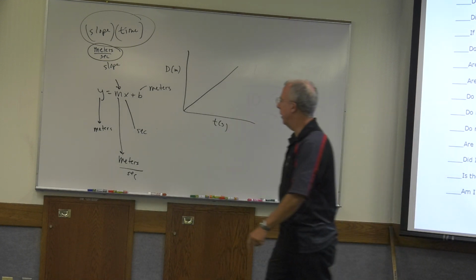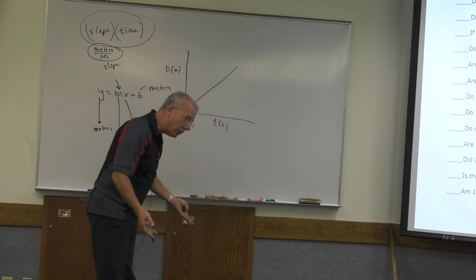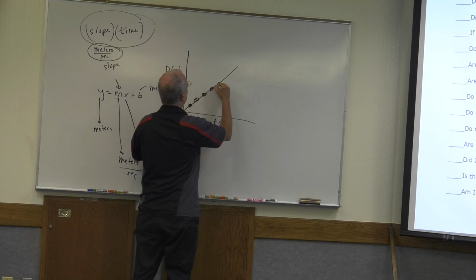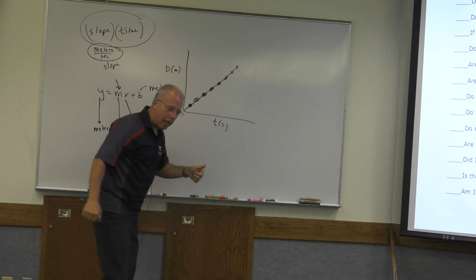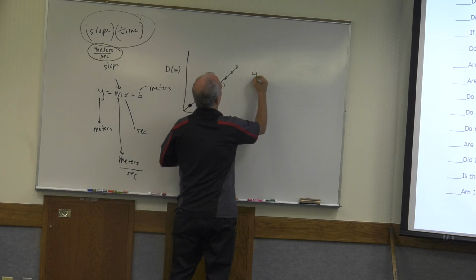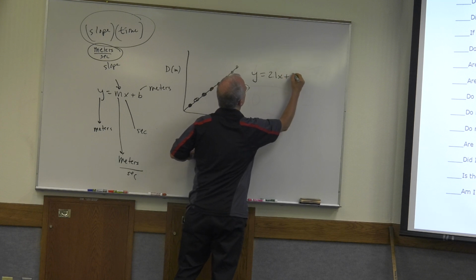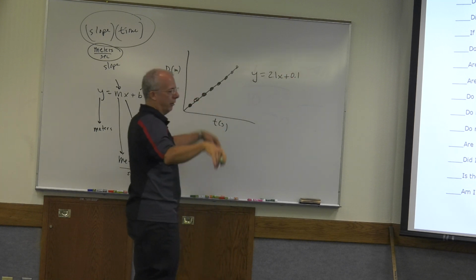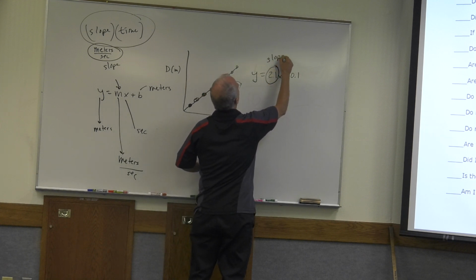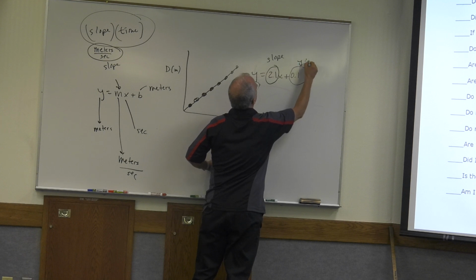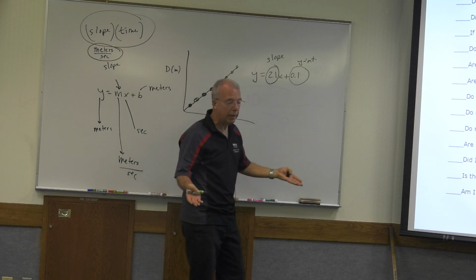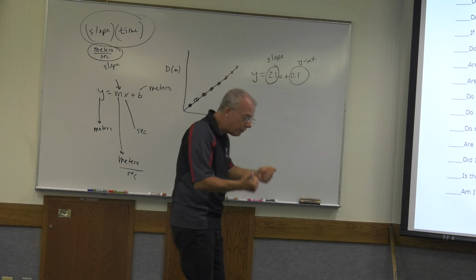Now, this says fitting parameters. What's a fitting parameter? A fitting parameter is what Excel gives you. You plot the data, and then you say, okay, Excel, give me the equation of the straight line. I'm just making up something. Excel gives you y equals 2.1x plus 0.1 or something like that. This is the slope, and that is the y-intercept. Those things are called fitting parameters. They're parameters of the fit.